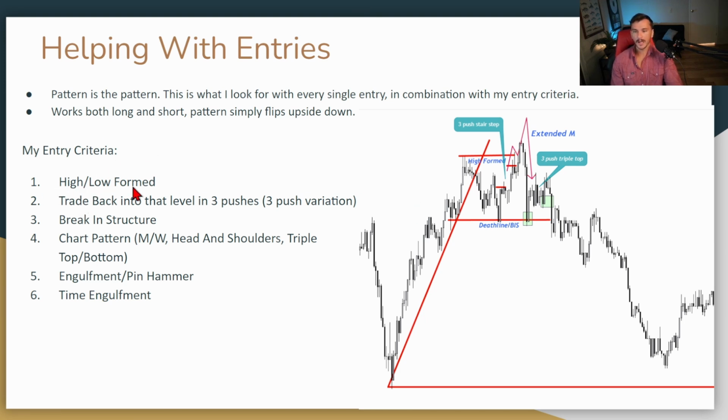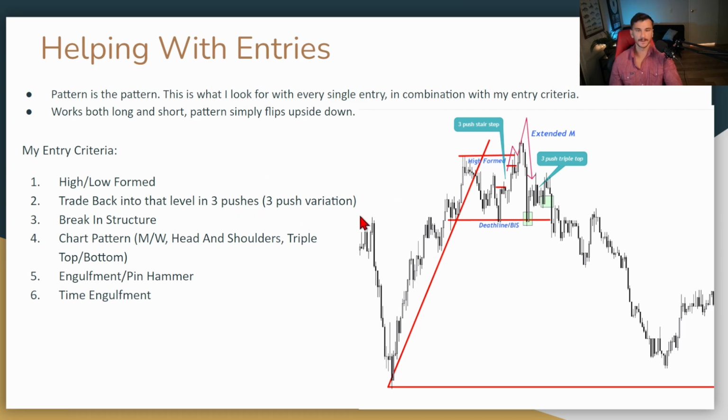I have to have a high or a low formed. Okay, so we've got this high that's formed right here. If you want to call this the relevant high, right? So I've got my death line, the bulk of the volume up top, right here. Okay, so this is the relevant high that we are now working above and trapping. I've got my high formed right here. All right, I need to trade back into that level in 3 pushes or some sort of 3 push variation.